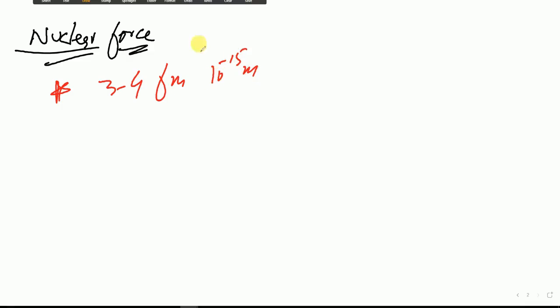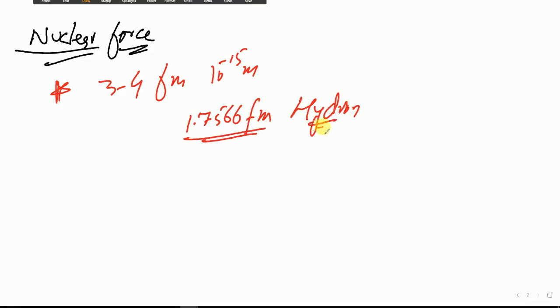And the diameter of the nucleus, what is the diameter of the nucleus? That is 1.7566 femtometer. Okay. For hydrogen. Hydrogen has only one proton. Okay, so it means the diameter of the nucleus which contains one proton is 1.7566. Okay, you can say that this is the diameter of the single proton, while the electrostatic force has no limit.